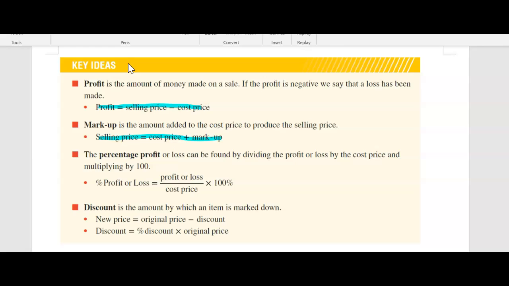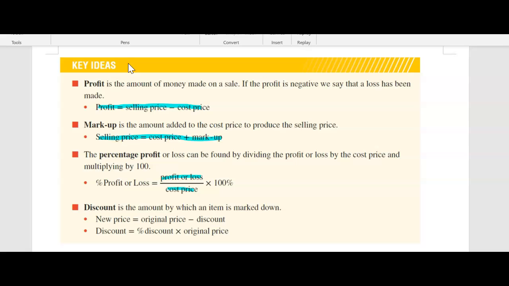The percentage profit or loss can be found by dividing the profit or loss by the cost price and multiplying by 100. If it was negative, it would be a loss. If it was positive, it would be a profit. So if you're looking at the percentage profit or loss, you just do that over your cost price and multiply by 100.